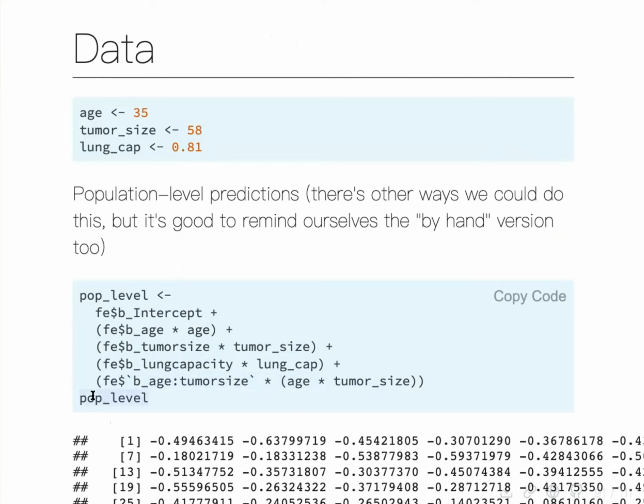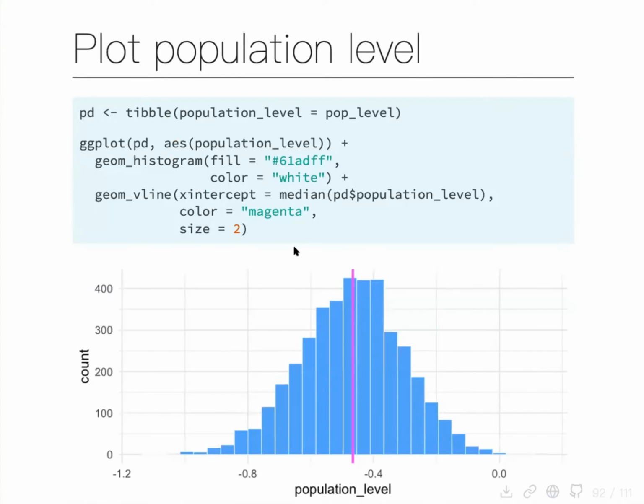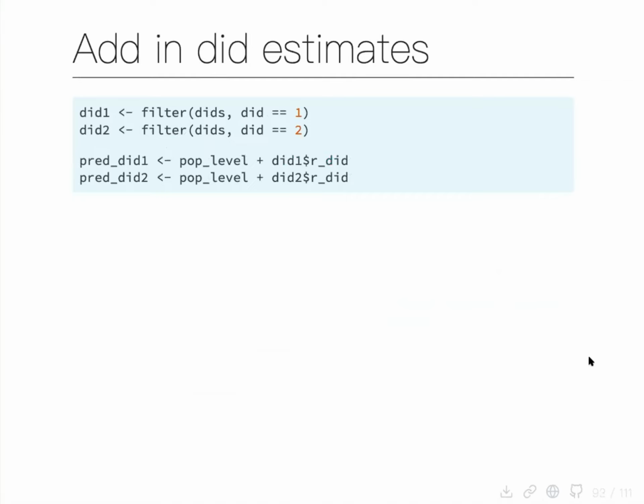So now I have this pop level. That's going to be 4,000 draws, right? But it's my population level estimates, so independent of any doctor. All right, I'm just adding all the fixed effects together. This is just like standard regression, right? So here's our overall population estimate, this is the log odds of remission on the x-axis, okay?